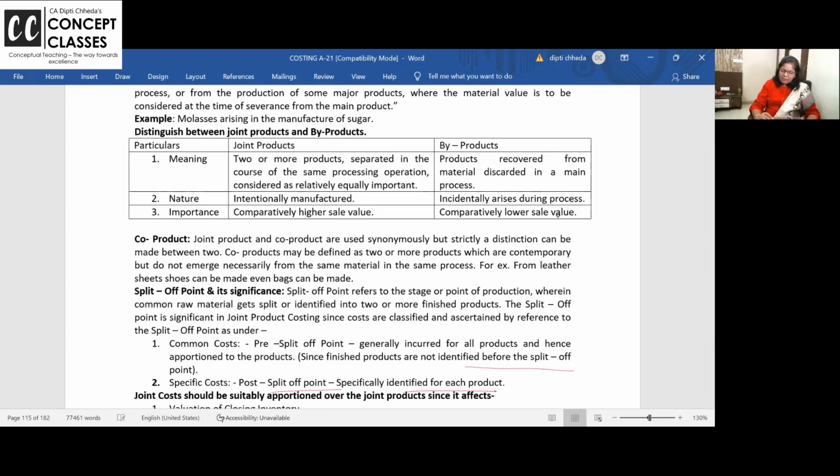Co-products are contemporary but do not emerge from the same material. You can make bag or shoes out of the leather sheets. Whereas joint products are two or more products produced in the course of the same processing. Byproducts are recovered from the discarded part. Joint product is intentionally manufactured, this comes incidentally. It's comparatively high in value, comparatively low in value.